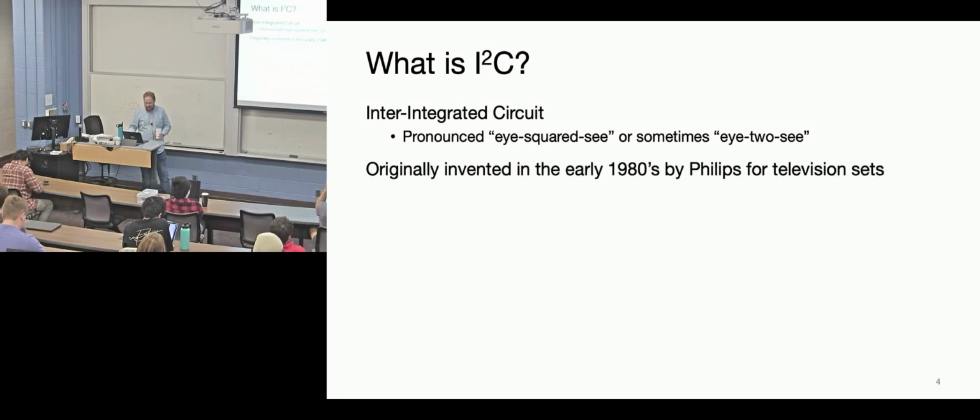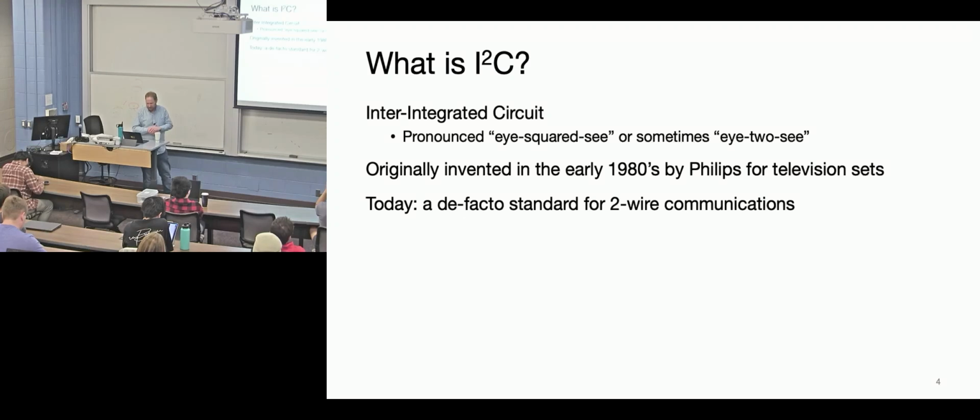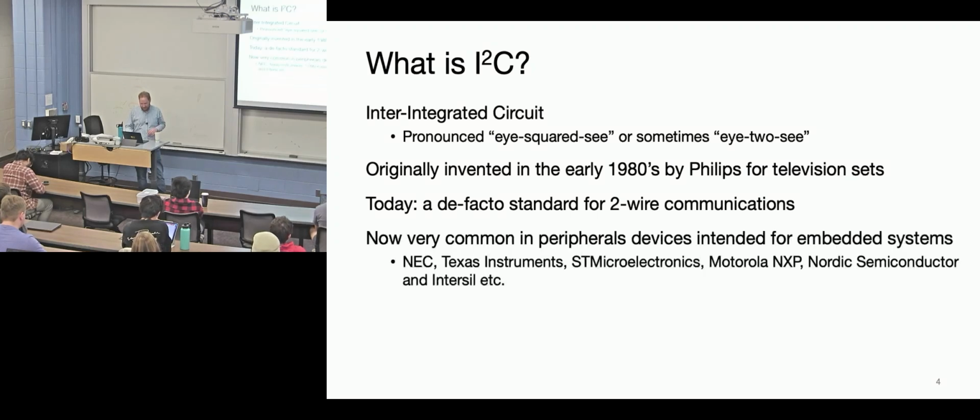So this is actually a fully defined spec. It was developed by Philips in the 1980s for television sets so they could talk to the peripherals in their television set. It's the de facto 2-wire standard today, 2 wires for data and clock plus ground. It eventually became a spec, so now every common peripheral manufacturer makes peripherals that use I2C.